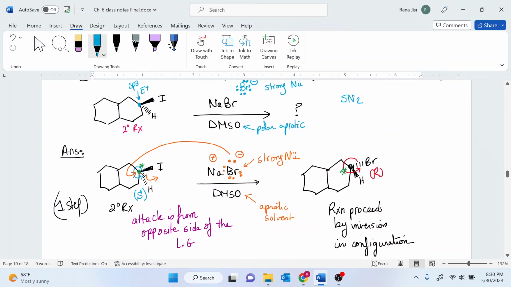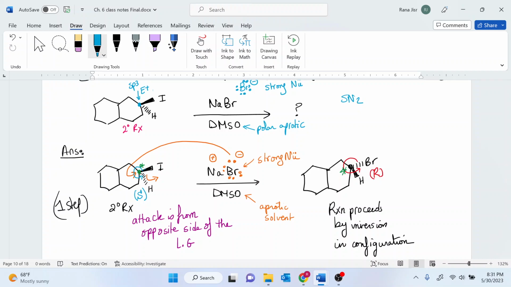Start drawing the mechanism of the reaction. You show your lone pairs of the nucleophile. You start the arrow from the nucleophile towards the electrophile. Now here's the thing. The stereochemistry of the reaction happens here by inversion in configuration, meaning that the nucleophile is going to attack from the opposite side of the leaving group. In order to be able to break the C-I bond, the nucleophile cannot attack from the same side of the iodine. The reason why, because iodine has electrons.